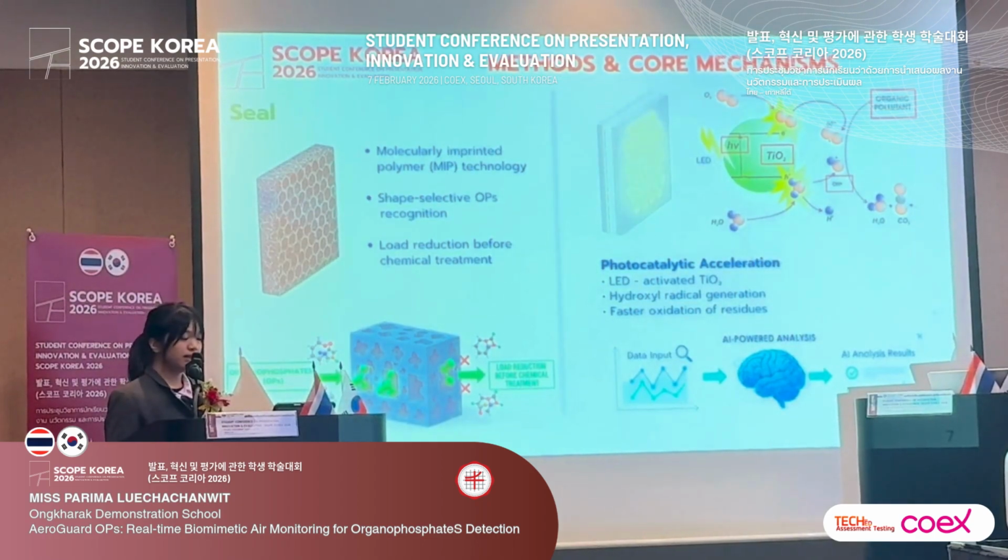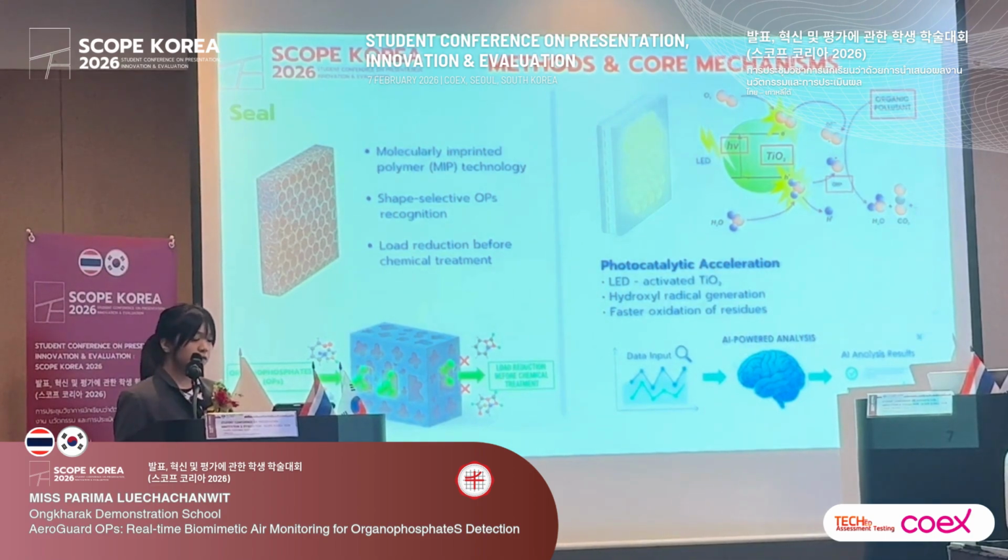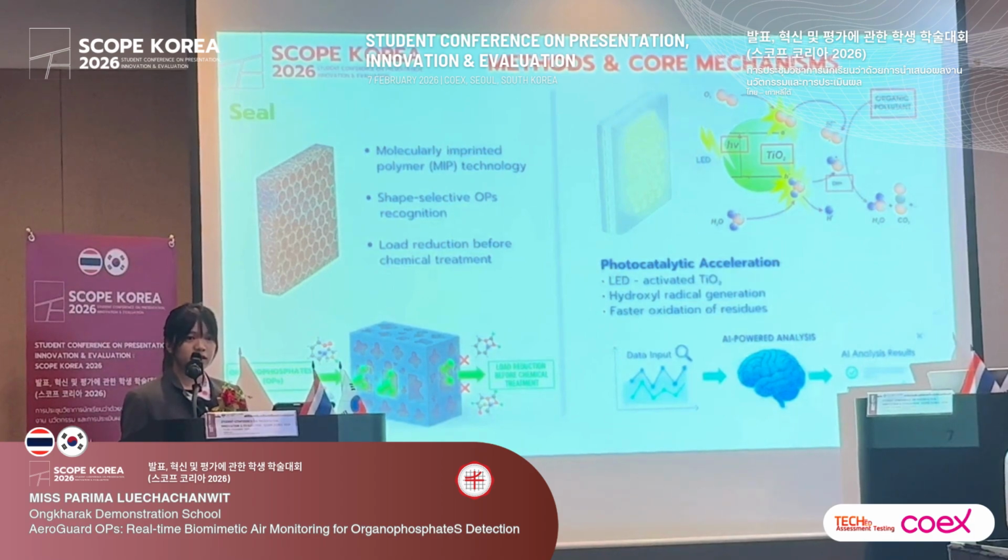And so, lastly, seal, we cut this into two parts. First part, we have molecular imprint, or MIP, technology. We have selective OP recognition and toxic load reduction before chemical treatment. And next is photocatalytic acceleration, where we use nano-titanium dioxide. We use LED light to activate it to reduce the danger of organophosphates. After we get all the data, we input it into AI analysis, and we get the result.